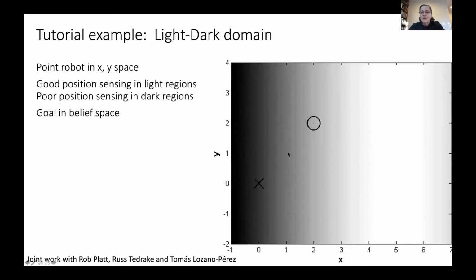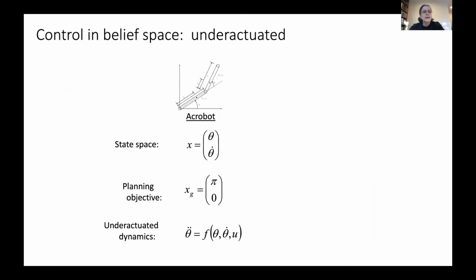But it's not very able, in the left half of its domain, in this dark part of the domain, to sense where it is. But over in the lighter part of the domain, it can sense where it is well. So imagine that its initial belief is very big, like it's pretty confused about where it is, and it wants to arrive at this goal belief with very small variance. How can we think about planning for that robot?